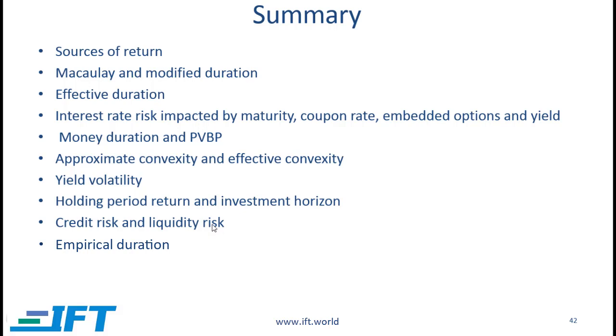Let us now summarize the main points. You need to understand the sources of return. When you invest in a bond, what money do you get? You get the coupon payments plus principal back. You reinvest the coupon payments and there is an income which comes because of that reinvestment. And then there might be a capital gain or capital loss associated with the price of the bond. This happens if your investment horizon is less than the overall maturity of the bond.